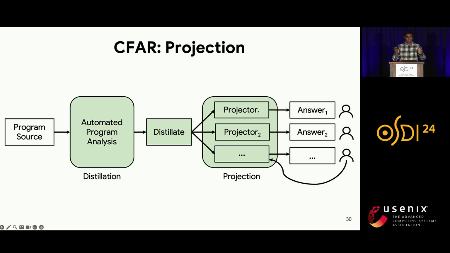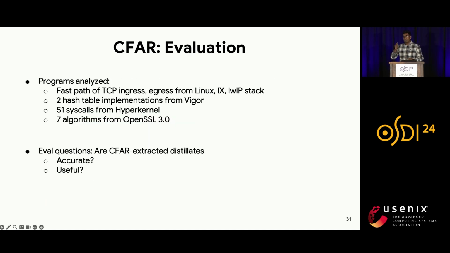So those were the 3 steps in CFAR. I'll now quickly walk you through a few highlights from our eval. So we analyzed a wide variety of programs with CFAR. We analyzed the fast path of TCP from 4 stacks: 2 versions of the Linux stack, the X kernel bypass stack, and the LWIP stack for embedded systems. We also did 2 open source hash tables, all the syscalls from the hyperkernel, and 7 algorithms from OpenSSL.